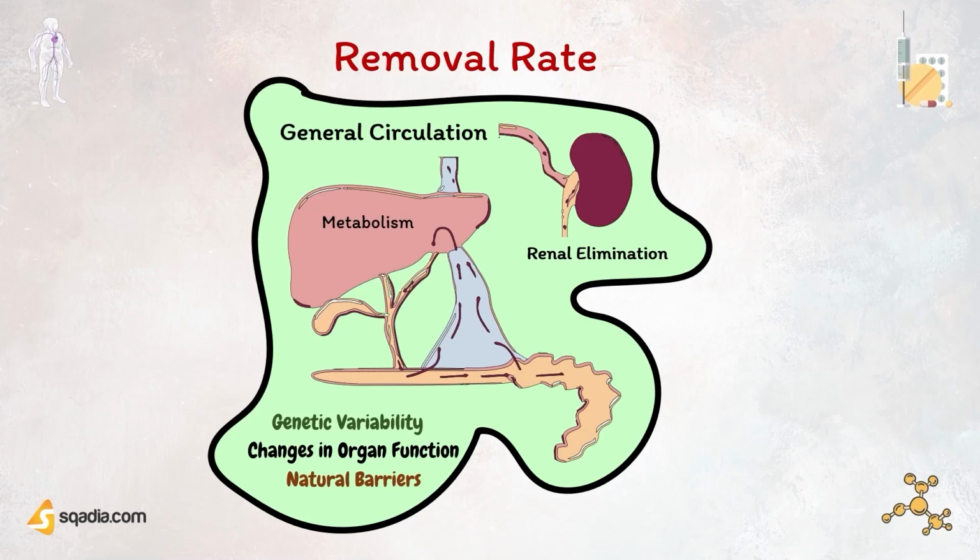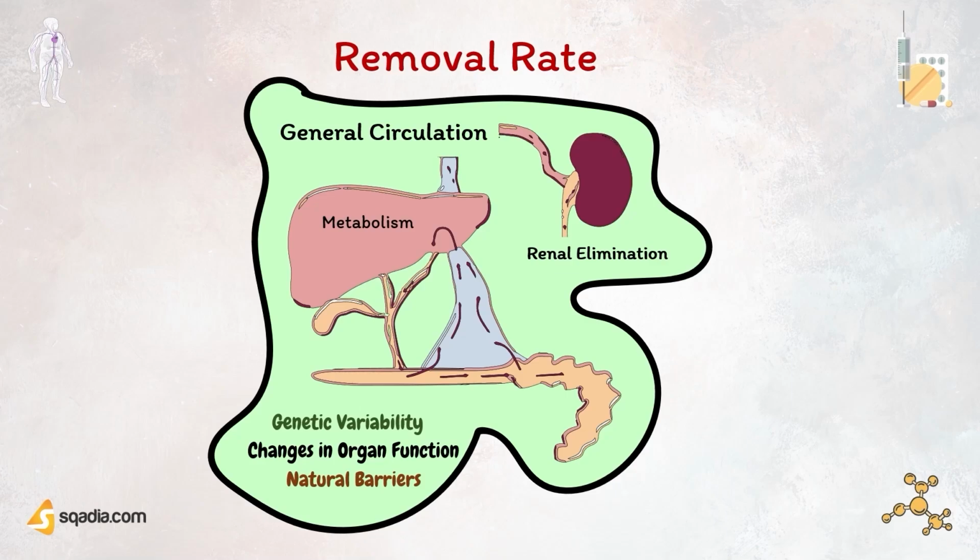Now, this can affect the concentration of the drug in the plasma and the body tissues, as well as the duration of its therapeutic effect. Additionally, factors that affect removal rate, such as liver or kidney disease, can also impact drug distribution. In cases of liver or kidney dysfunction, the clearance of drugs from the body may be impaired, leading to potentially toxic levels of the drugs in the body. Other factors that can affect removal rate include drug interactions, genetic variability in the drug metabolism and elimination, and changes in organ function due to aging or disease.